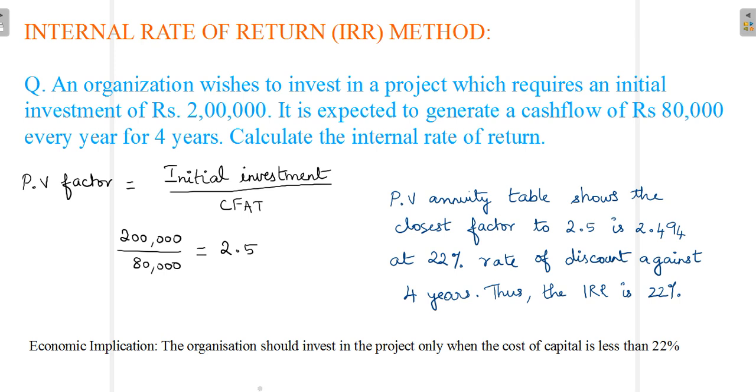So the economic implication in this case is that the organization should invest in a project only when the cost of capital is less than 22%. If it is more than that, it won't be profitable. So let's see one more example under this same internal rate of return method.